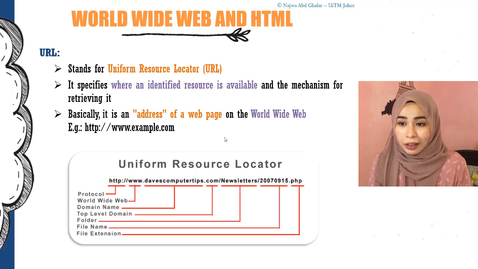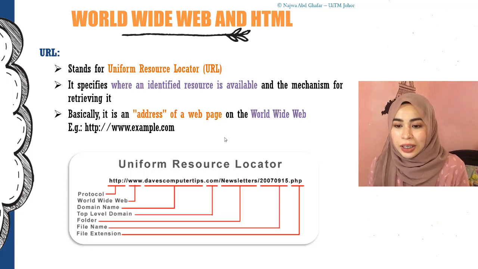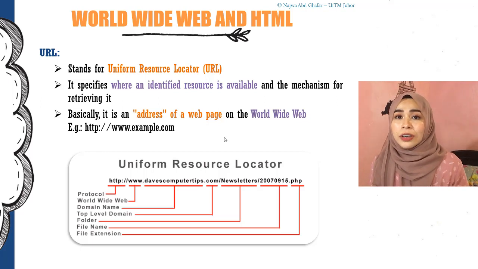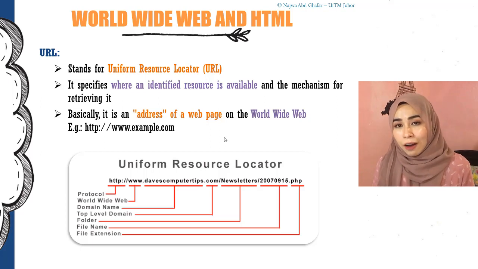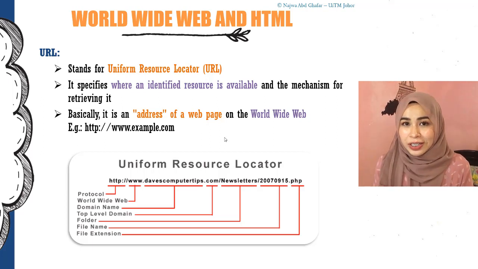Next we have the URL. URL stands for Uniform Resource Locator. It specifies where an identified resource is available and the mechanism for retrieving it. Basically, it is the address of a web page on the World Wide Web. As we all know, if we want to make web pages available online so that users can access them, they need to be placed inside a server. Every web page located inside the server will have its own URL. If you want to access a certain web page, you need to know the URL to open it up.